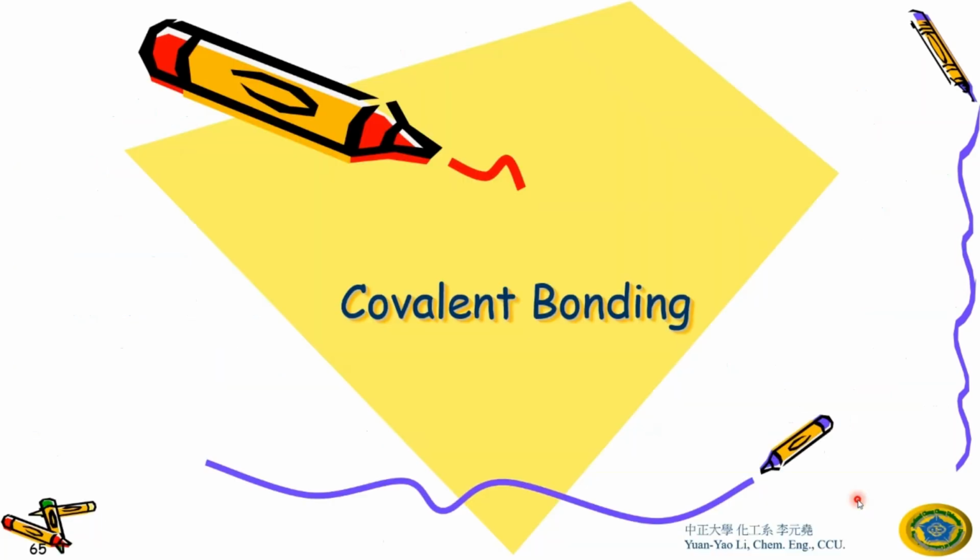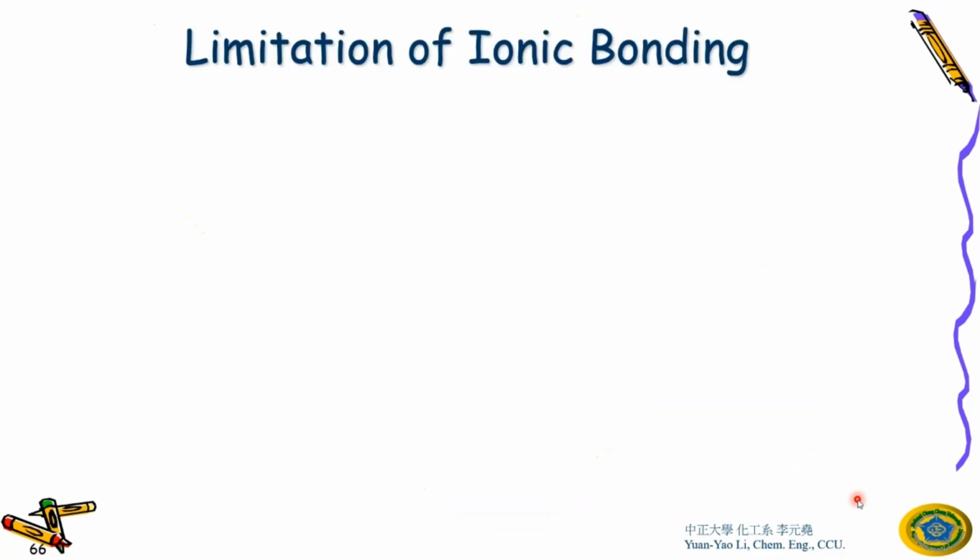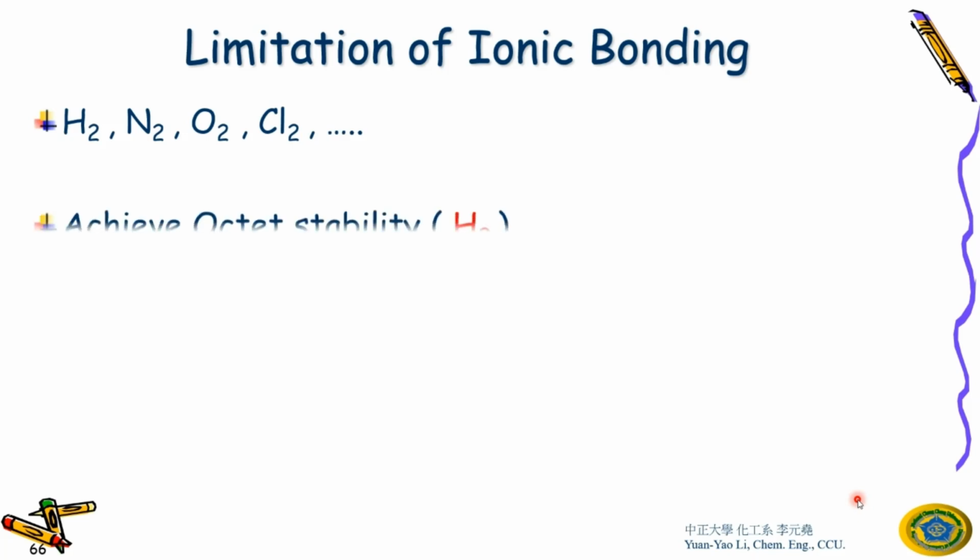Okay, this is what we have learned about ionic bonding, and today we have a new topic, which is covalent bonding. Before we talk about covalent bonding, let's think of the limitation of ionic bonding. What's the limitation? If we use examples of hydrogen gas, nitrogen gas, oxygen gas, and you want to use ionic bonding to explain the formation of these molecules, it seems it's not easy.